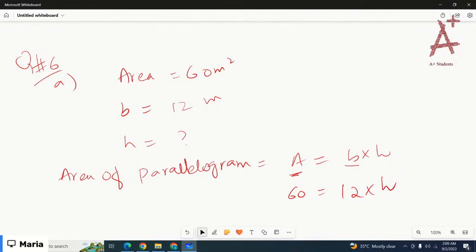Just solve it like you do the equations, divide both sides by 12. So 12 times what number is 60? 12 times 5 is 60. That means the area is 60 meter square and the base is 12 meter. So meter and meter square got cancelled out. You are left with just meter. That means the height of the parallelogram is 5 meter, right?